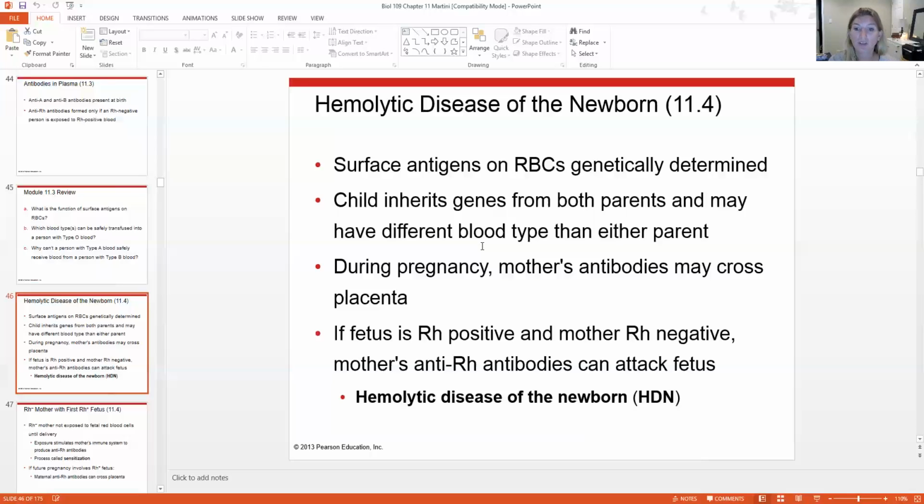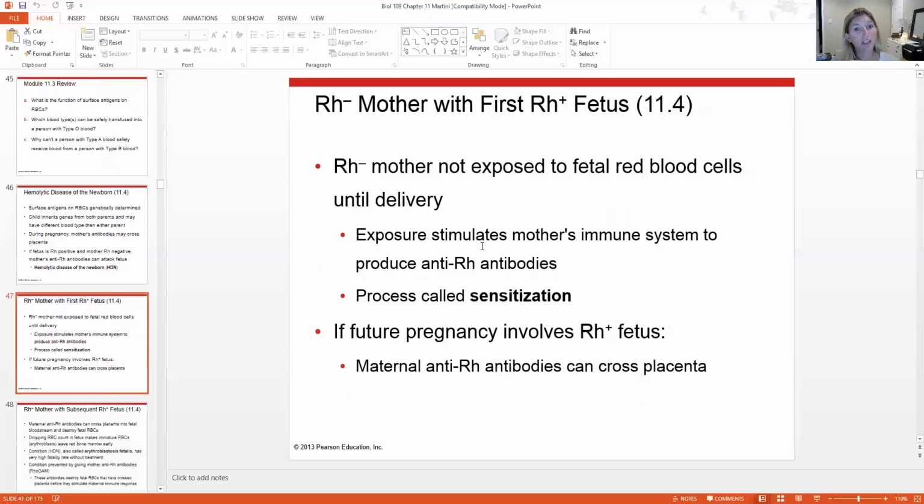So during pregnancy, the mother's antibodies may cross into the placenta. If the fetus is Rh positive, and the mother's Rh negative, the mother can produce Rh antibodies and attack the fetus. The result is called hemolytic disease of the newborn. If an Rh negative mother has never been exposed to fetal blood until delivery, there's no problem. But with the second pregnancy, now that that mother has been exposed to the Rh, she can now make the Rh antibodies. Now she may attack the second fetus, the second pregnancy, because she's now producing those Rh positive antibodies.